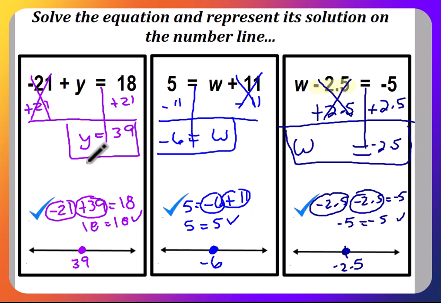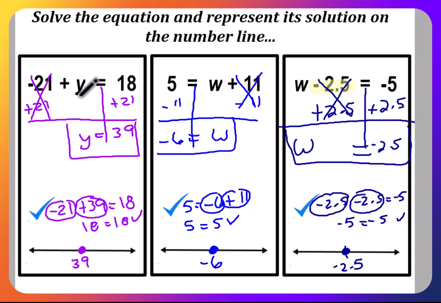Okay, for the first example, did you get y equals 39? If you did, good job. If not, make sure you checked your answer, because if you checked it and you didn't get 39, you would have seen that your total would not have equaled 18 and you made a mistake. Okay, if necessary, just take a look at the steps that have been done.